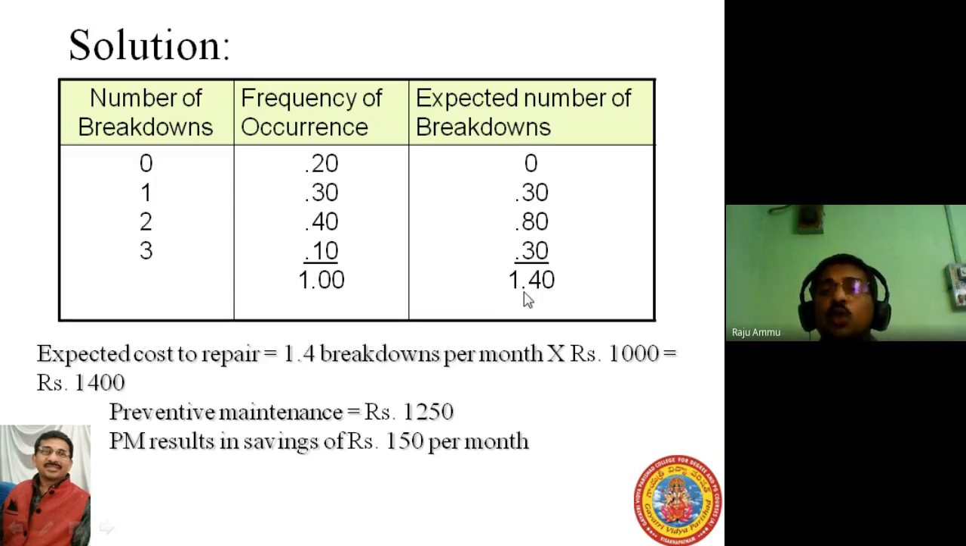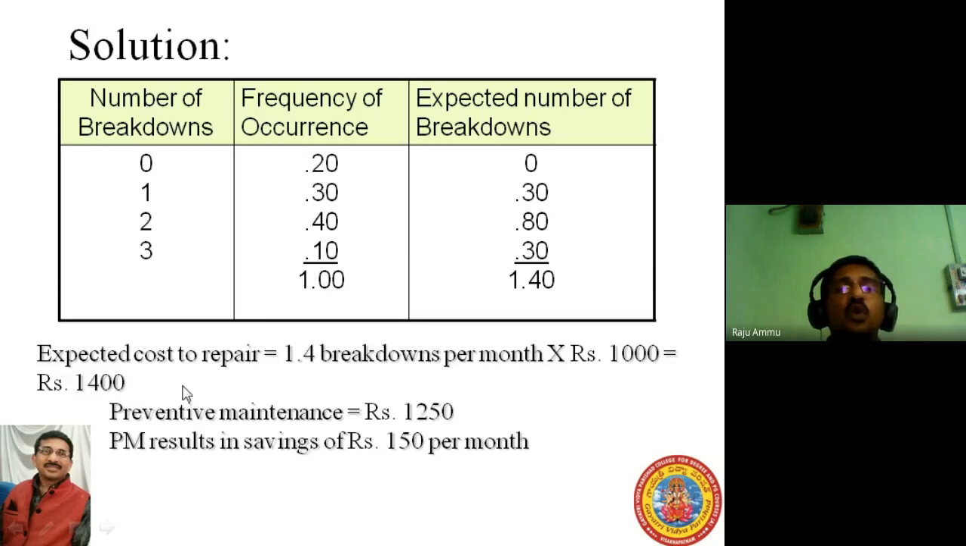1.40 breakdowns you got, on an average, expected number of breakdowns. It simply talks about the average, because you have multiplied with the probability. So the expected cost of repair, that is the total cost of repair in the breakdown, is equal to 1.40 breakdowns per month into 1000 rupees per breakdown. It has come to 1400 rupees.